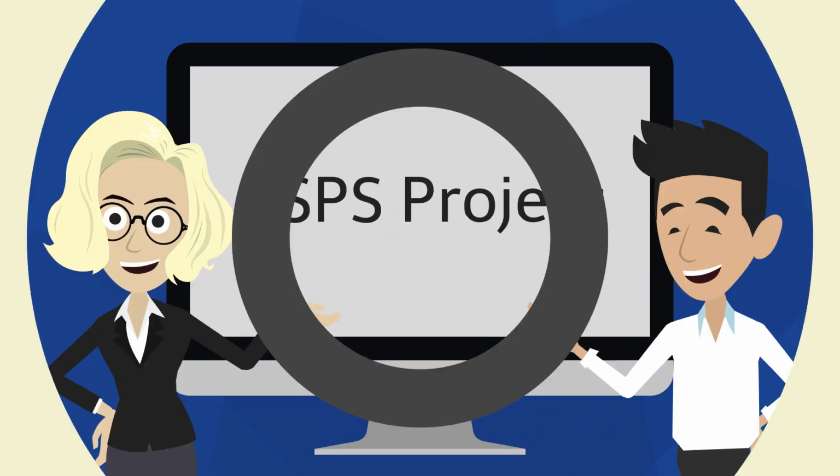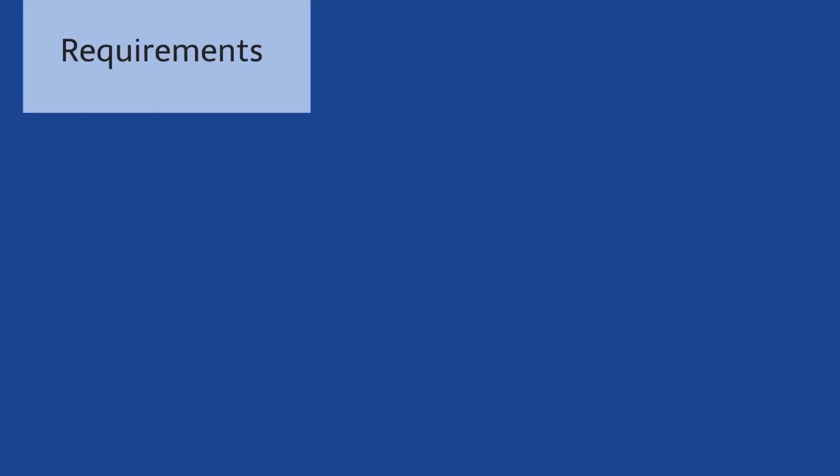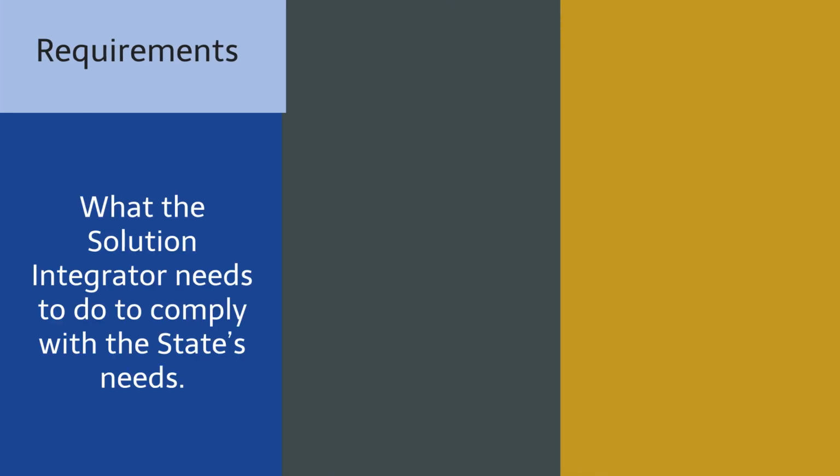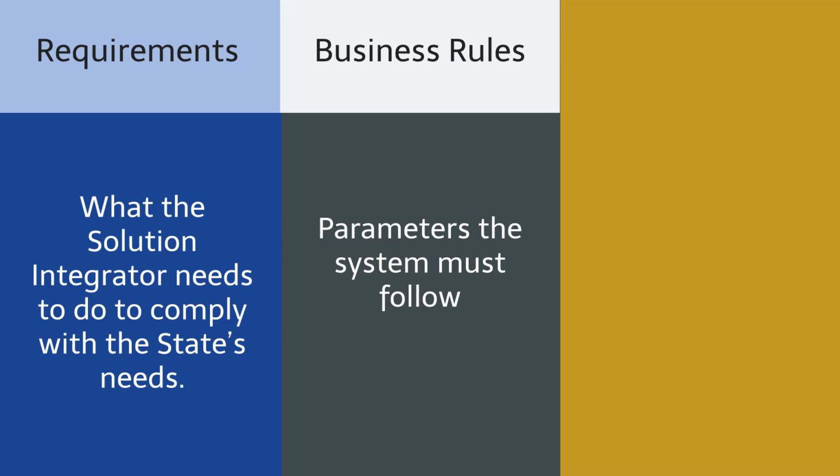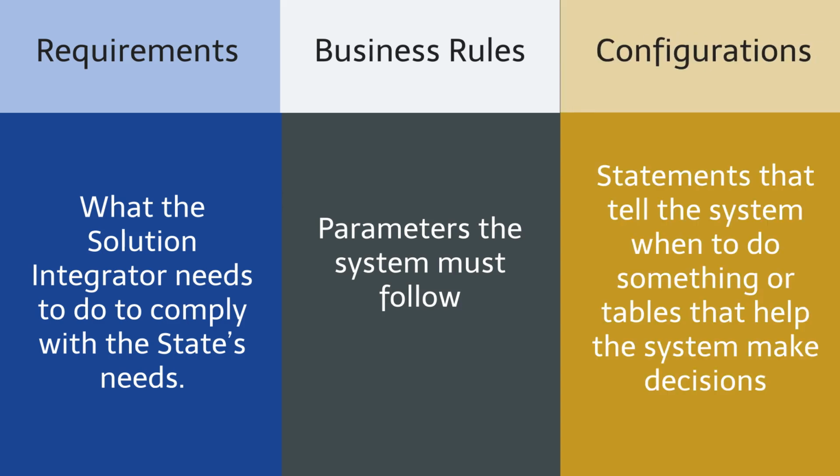In relation to the CSPS project, you can think of requirements in terms of what the solution integrator needs to do to comply with the state's needs, whereas the business rules are the parameters by which the system must abide. Alternatively, configurations are settings and parameters that determine how a system behaves and operates.